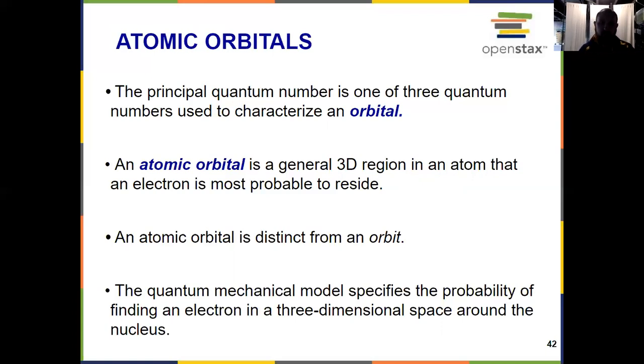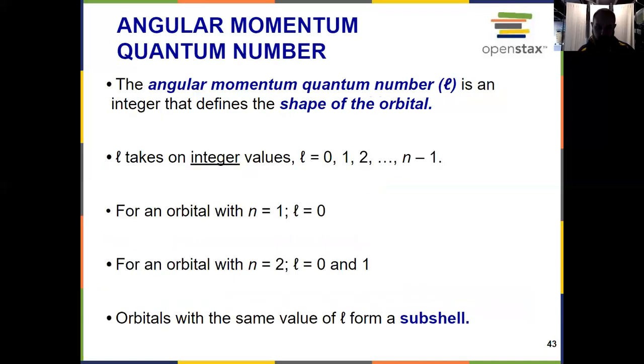We use 3 quantum numbers to describe an atomic orbital. The principal quantum number is 1, that talks about the energy, but we have 2 others as well that are describing atomic orbitals. That brings us to our second quantum number, which is known as the angular momentum quantum number, represented by L.